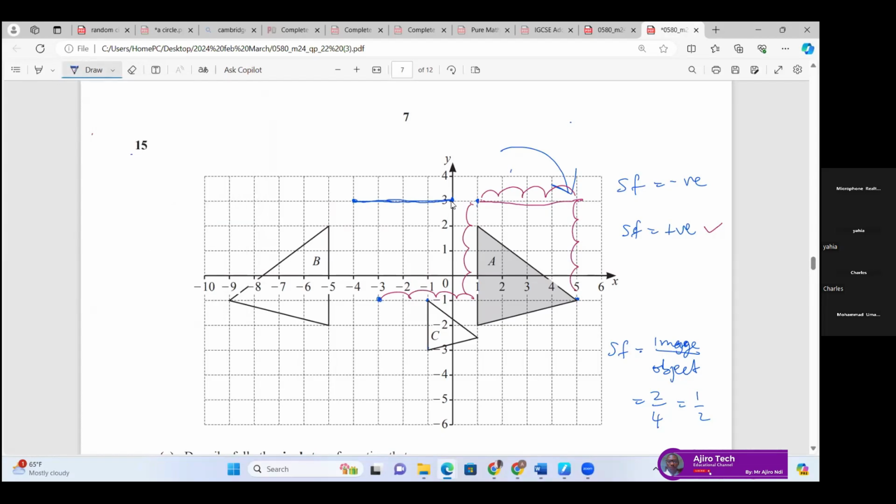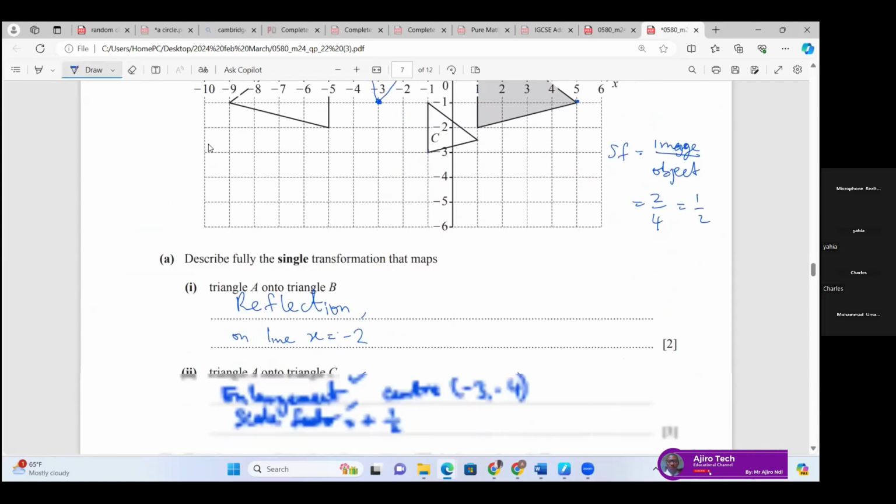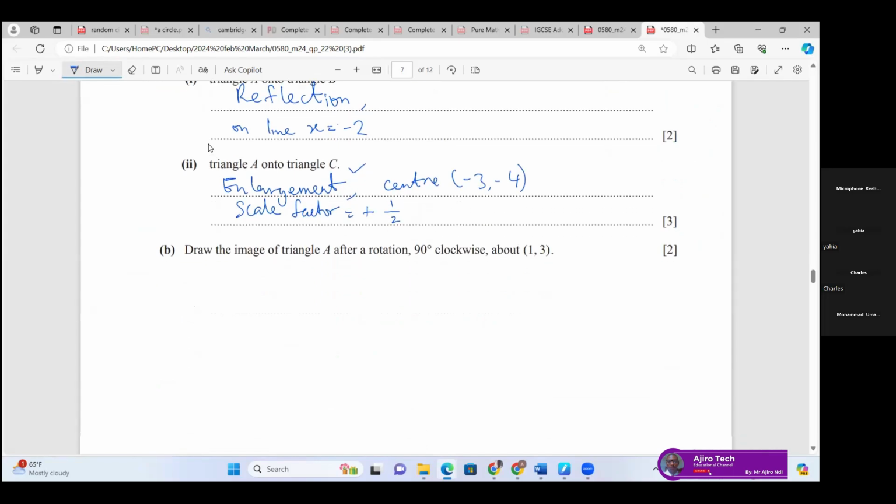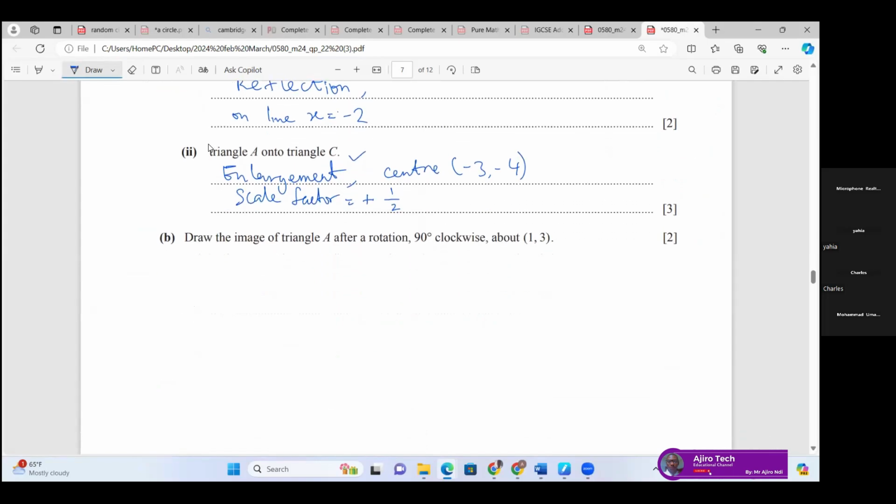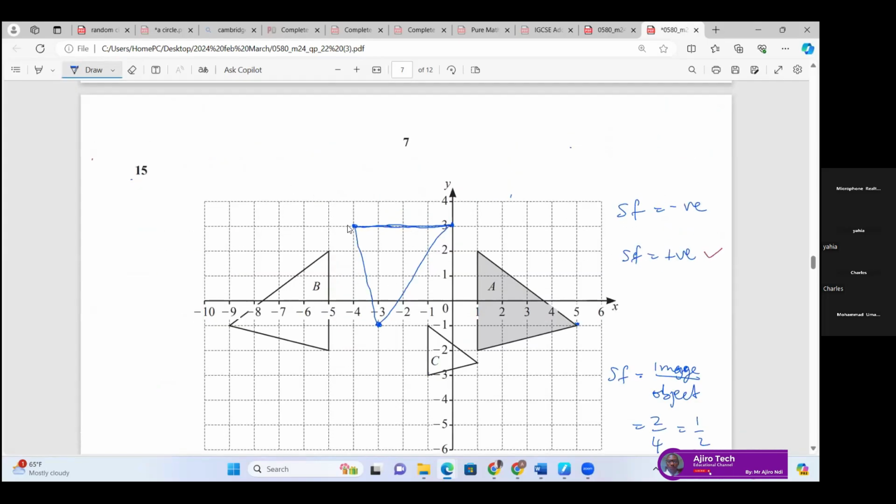So by the time you connect this to this, the third one, just connect like this. Okay? Once you do two of them correctly, the third one will connect automatically. So this is our solution for the rotation question. Okay? This is number 15B.